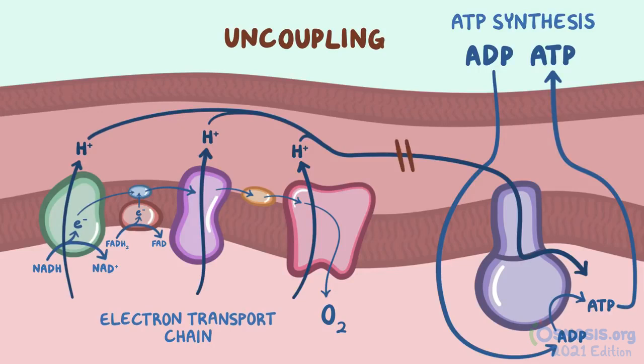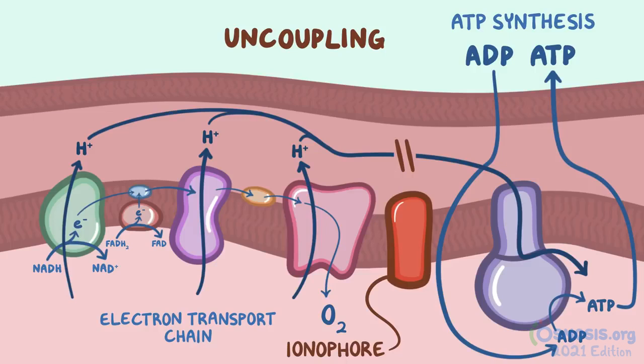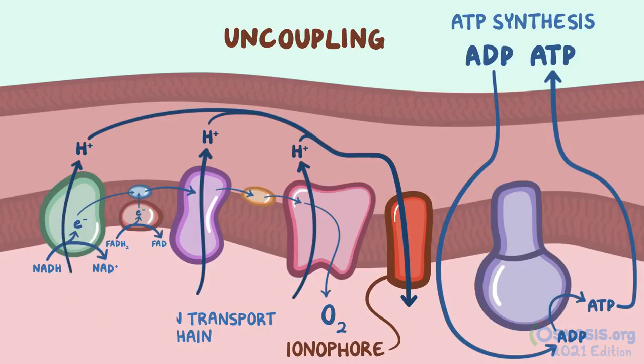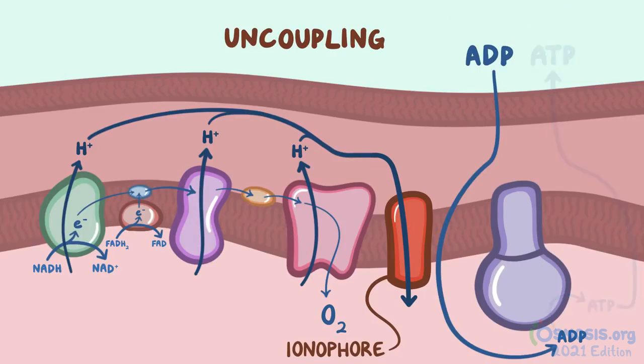Uncoupling agents break that link, and they do this by inserting their own proton channels, called ionophores, into the inner mitochondrial membrane, or by simply carrying the protons back into the mitochondrial matrix, thereby allowing them to bypass the F0 subunit of the ATP synthase enzyme. Uncoupling agents dissipate the proton gradient created by the complexes. And because the protons enter back into the mitochondrial matrix with the uncoupling agent instead of through the F0 component of ATP synthase, F1 isn't able to phosphorylate ADP to make ATP.